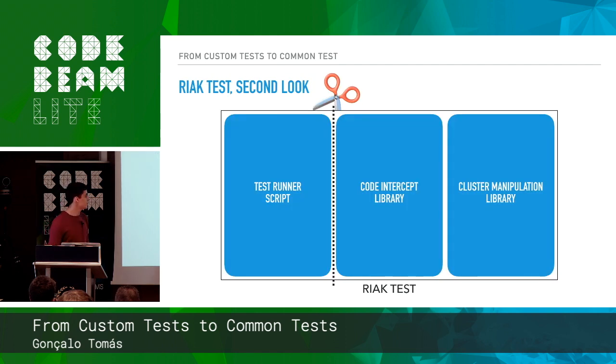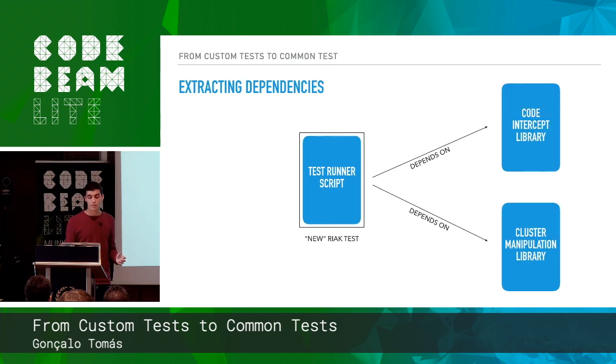So looking again at Riak Test, we have a script that can live on its own, but then we have two libraries that can obviously be pulled apart. And what we hope to gain from this, especially with the code intercept library, is since it's not tightly coupled to Riak Test, that we can decouple it and make it available for others to use, since we think this is a feature that people might want to use outside of Riak itself.